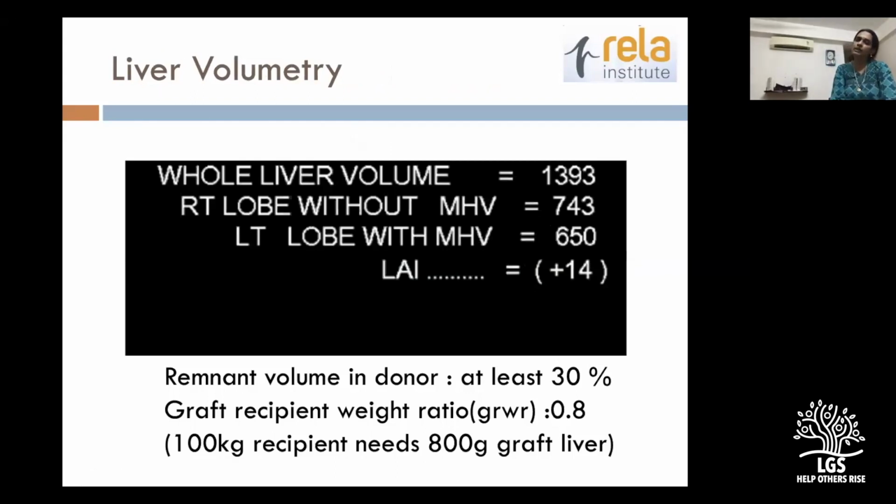So the remnant liver in the donor, as you all know, must be at least 30%. And the graft weight that we take with the recipient weight ratio must be at least 0.8.